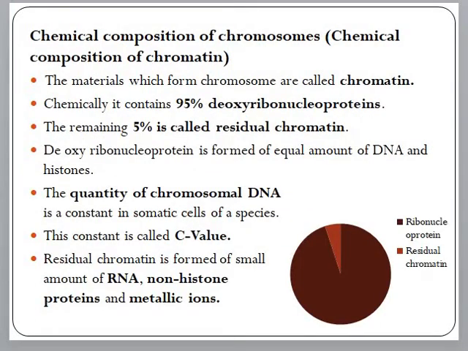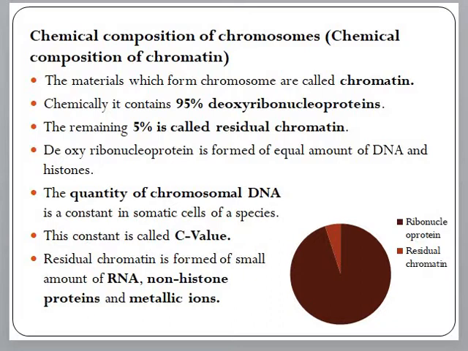If you look at the chemical composition of chromosomes, the materials or molecules which form chromosomes are together called chromatin. The chromatin is formed of 95% deoxyribonucleoprotein, DNA and protein, and the remaining 5% is called residual chromatin. Deoxyribonucleoprotein is formed of equal amounts of DNA and histones, the nuclear proteins.